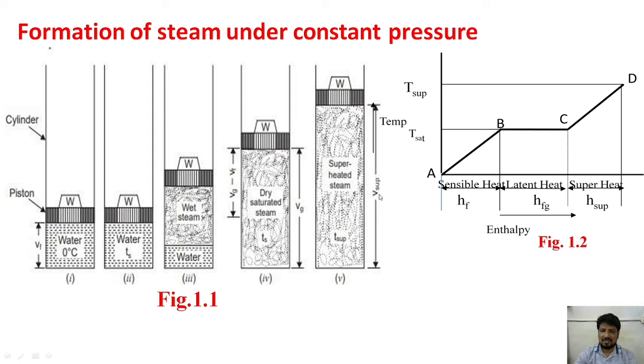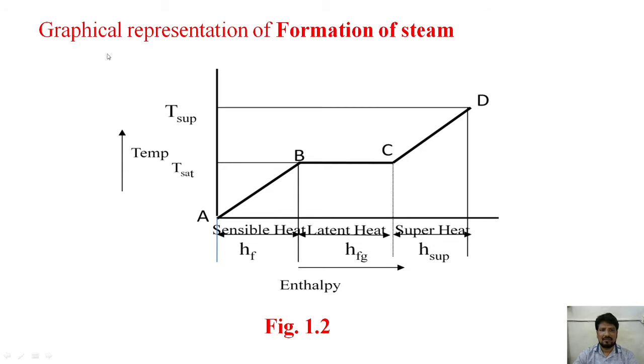V represents the volume of superheated steam. This superheated steam is used in steam turbines for converting heat energy into kinetic energy. This is the graphical representation of the formation of steam.